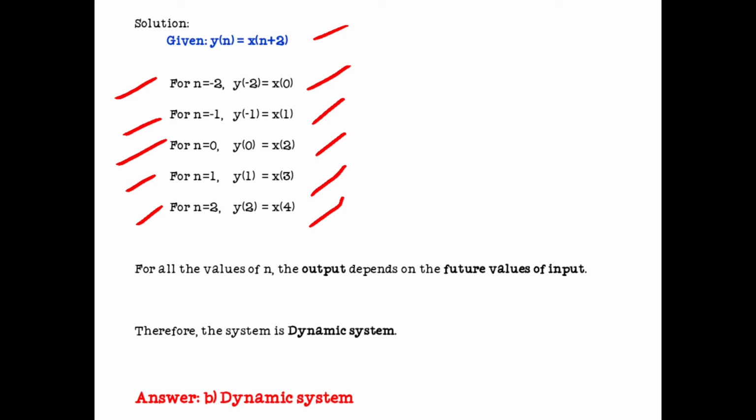So on this analysis we can confirm that for different values of n we are substituting negative values, 0 as well as positive values. The output depends on the future values. For example, if the input is 2 then the output is x of 4. Okay, future values of the input, therefore the given system is a dynamic system. So dynamic system means memory system.